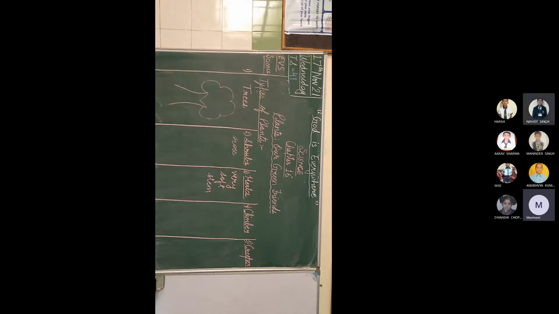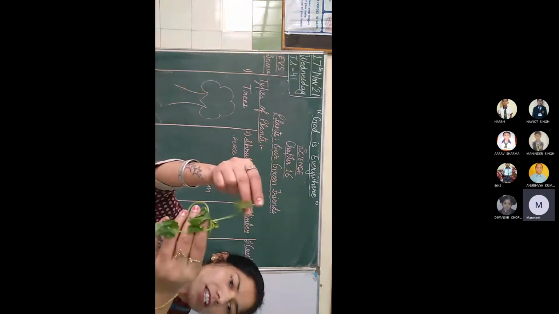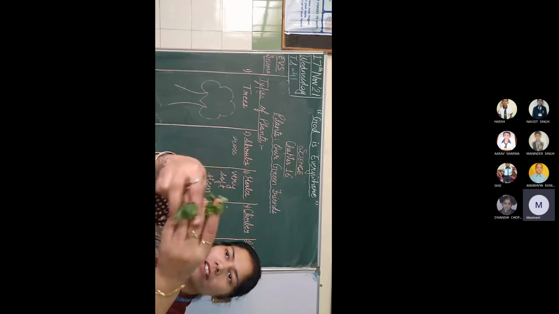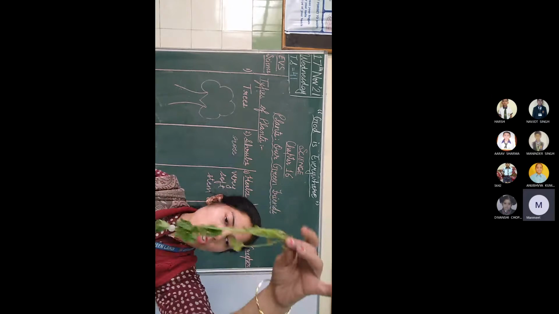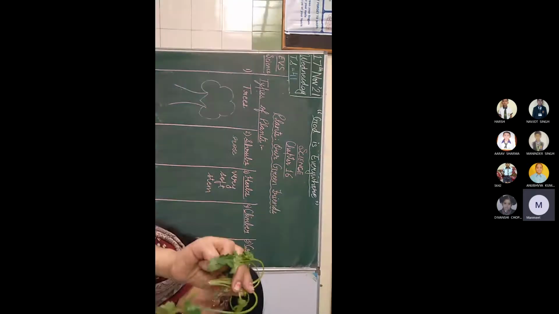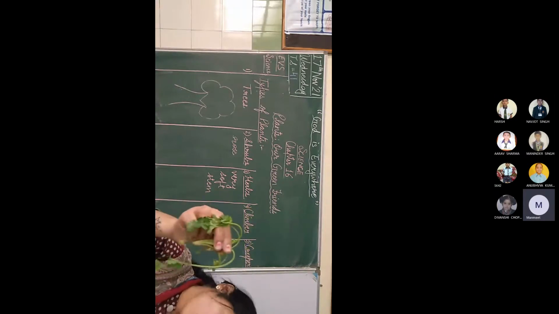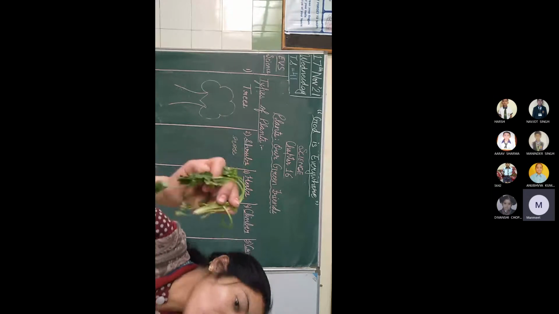Coriander. Very good. Okay, what is coriander? Dhania. Very good. This is your coriander, I have got it. See, this is your dhania. You call it dhania. So in English, this is called coriander. What is this word, children? Okay. So this is your coriander and it is a herb.